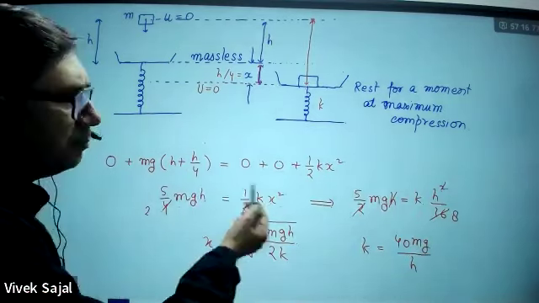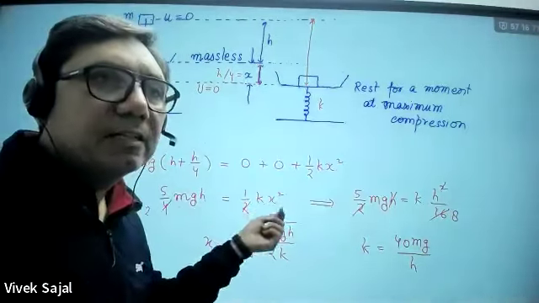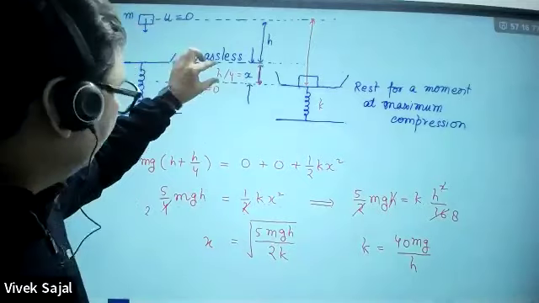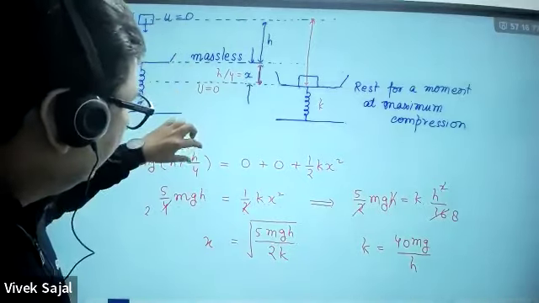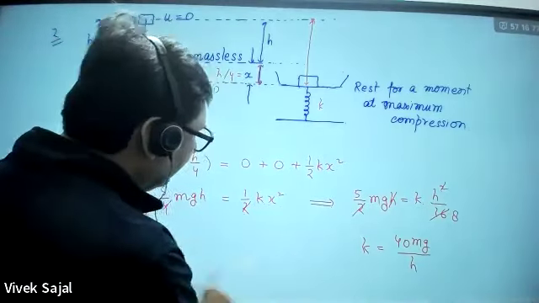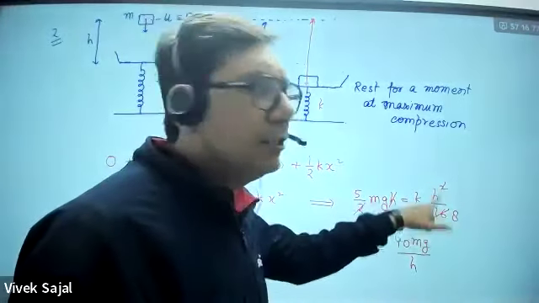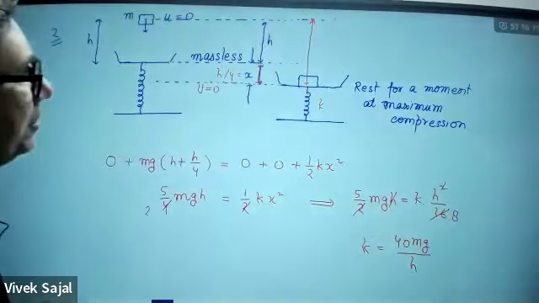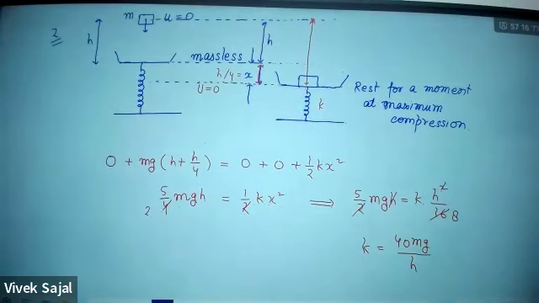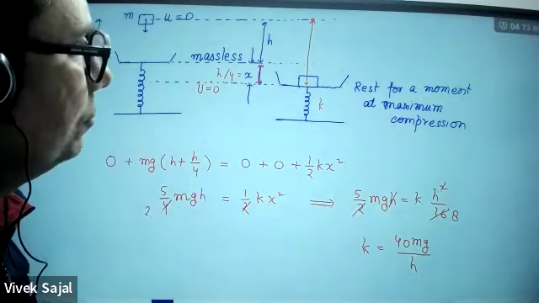So from here you can move in both directions. If they are providing you K, you can find out maximum X. But here X was given. Because I have already used this, I should not write it like this, but this is the way to solve the problem. X is h by 4, so h square by 16. So from here you can find out k. Just by simply applying conservation of energy, you can solve this question.